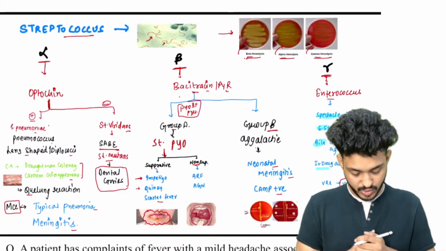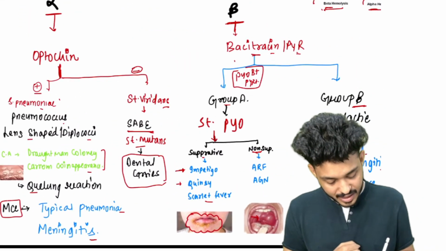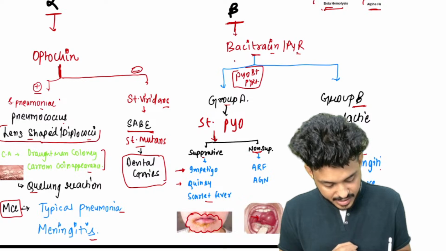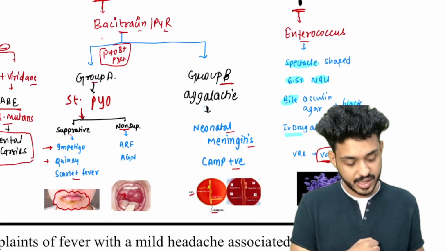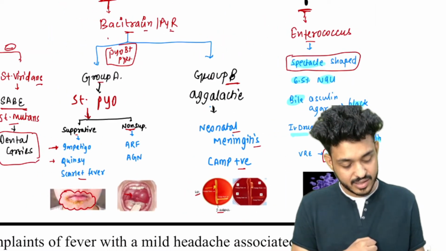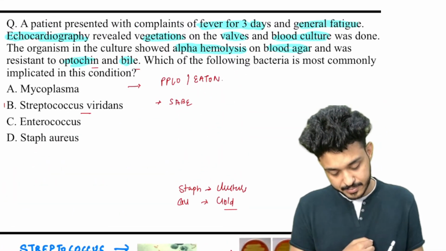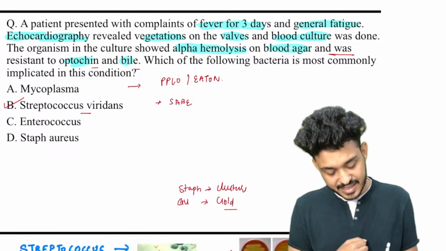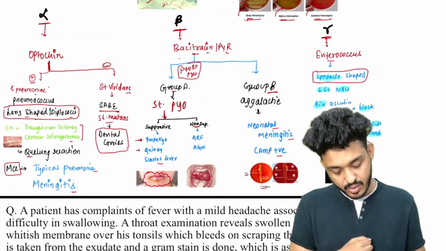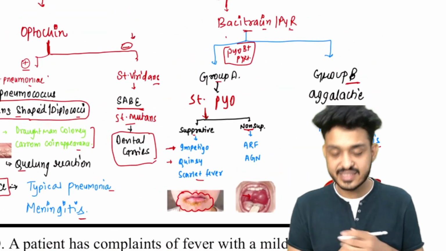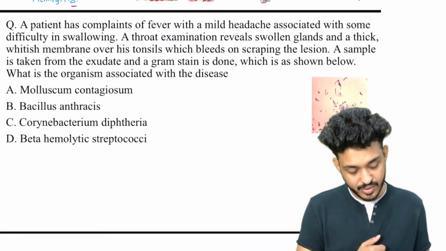In a single page you have the complete story of streptococcus. If they ask you lens shaped bacteria, then your answer will be Streptococcus pneumoniae or pneumococcus. If they ask you spectacle shape, then your answer will be enterococcus. Will you be able to do this question? Here the answer will be, because it was resistant to optochin and resistant to bile, that would be your Streptococcus viridans. Streptococcus viridans is resistant to optochin and resistant to bile also. So this is how you will be answering. Try to solve this one.